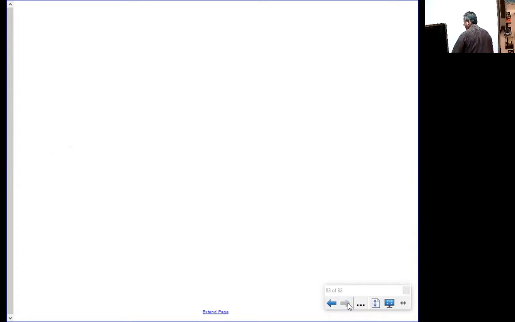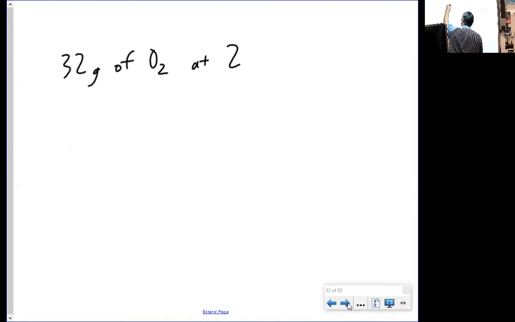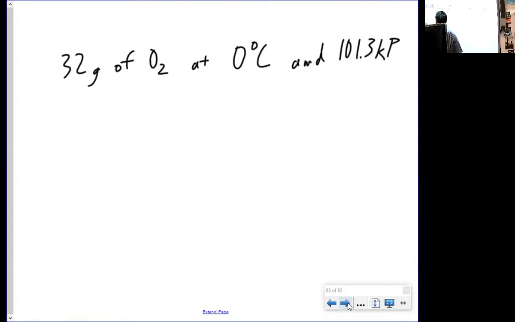So let's say they have 32 grams of oxygen at 0 degrees Celsius. 32 grams of oxygen at 0 degrees Celsius and 101.3 kilopascals. What is your volume?